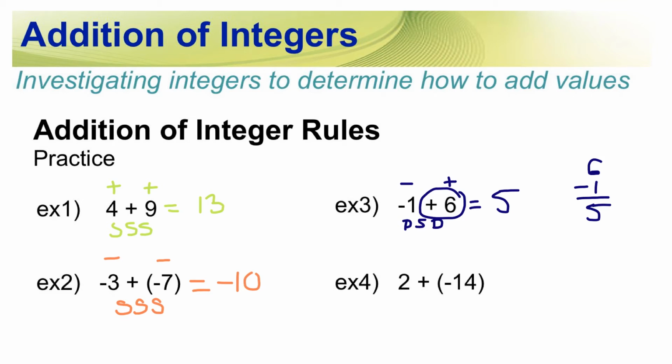And then finally, our last example, we have a positive 2 plus a negative 14. Again, that is different sign difference. So we're going to subtract our two numbers, 14 minus 2, which is 12. And then we're going to look back and see that our larger looking number, the number that you would think would be larger, it actually isn't because it's negative, but it looks larger, is the negative 14, which means it's going to stay a negative. That's the integer rules for addition.